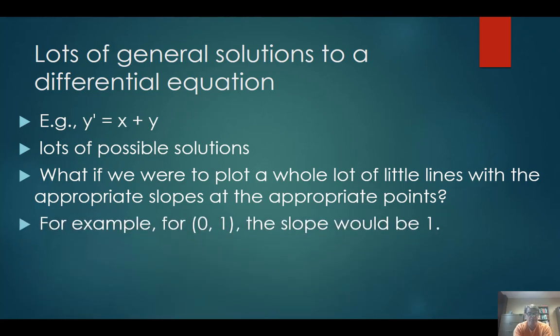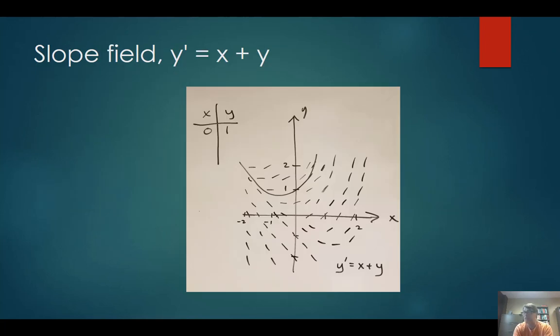So for example, let's say that for this particular differential equation, we wanted to know the slope of a solution that goes through (0, 1). What would it be? Well, 0 plus 1 equals 1, so the slope would be 1 at that point. And so you end up with something like this. I drew over it with this line here, but basically at (0, 1), the slope is 1. That's like a 45-degree angle right there.